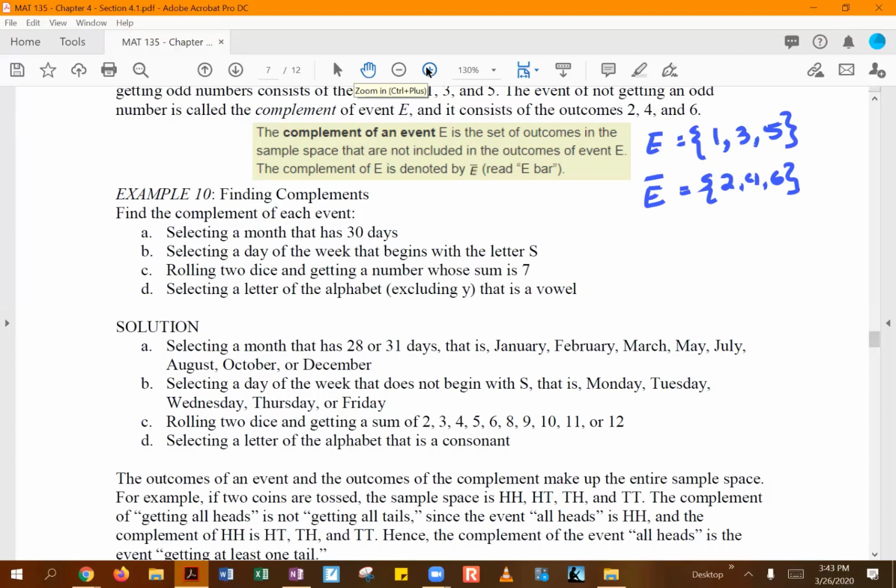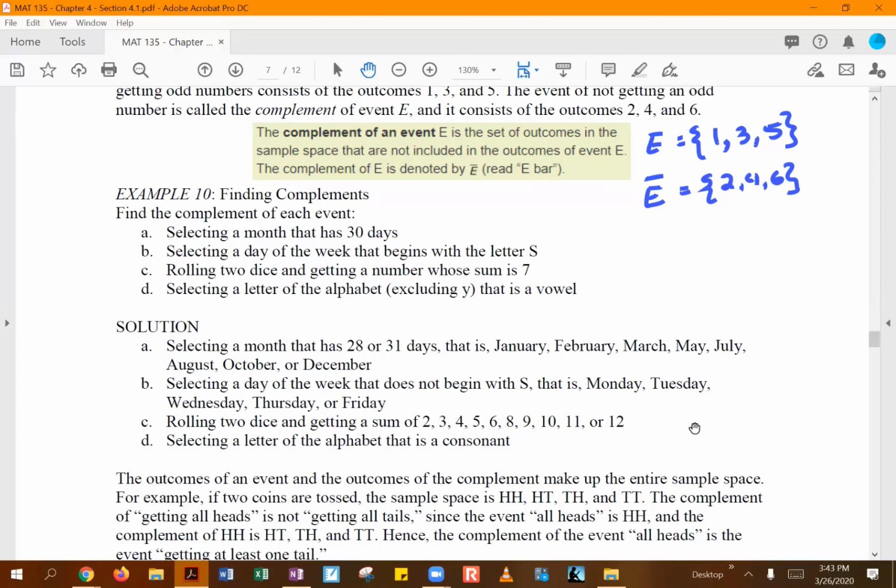Part B is talking about selecting a day of the week that begins with S. If the day of the week begins with S, then the complement of this event would be the remaining days of the week that do not begin with an S, right? For S, that would only be Saturday and Sunday, which means the complement of the event would be outcomes including Monday, Tuesday, Wednesday, Thursday, or Friday, right?